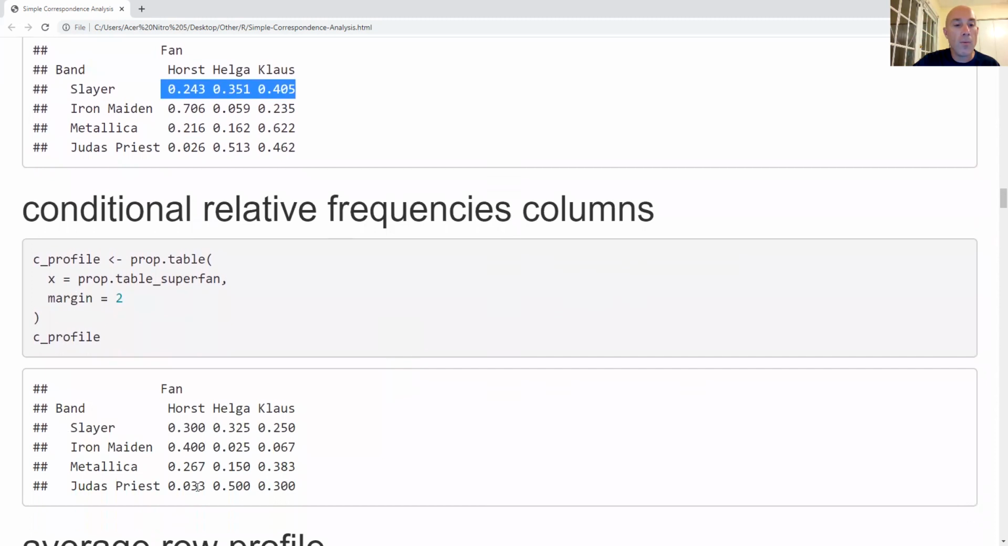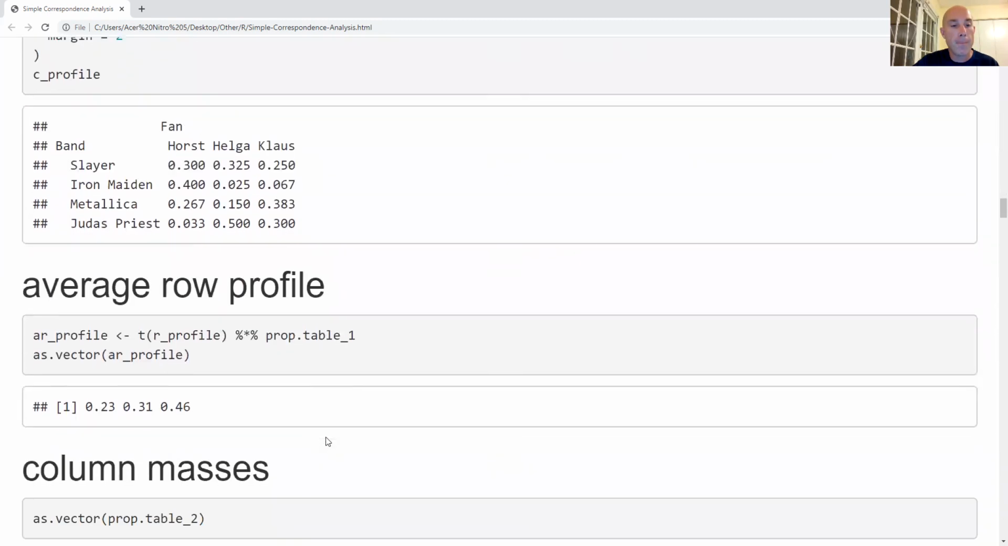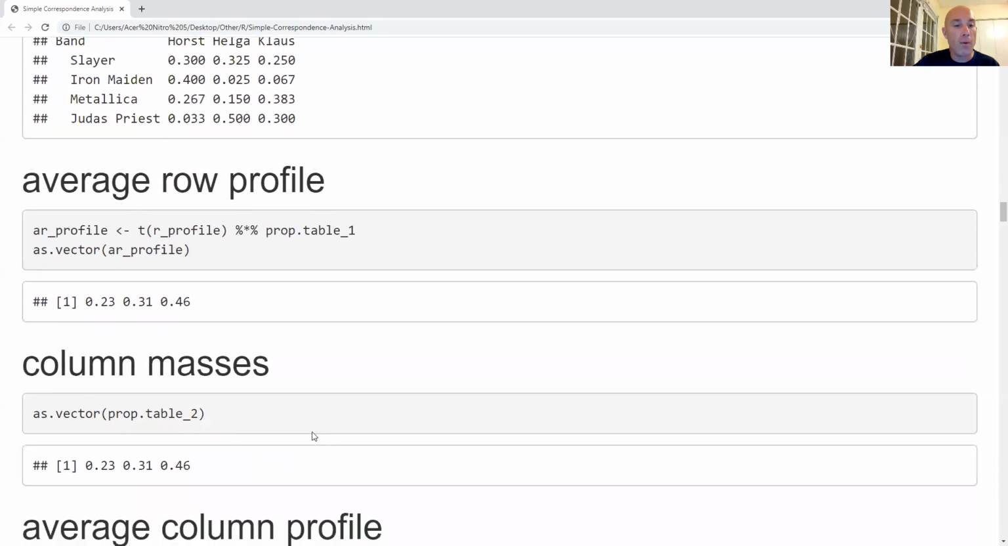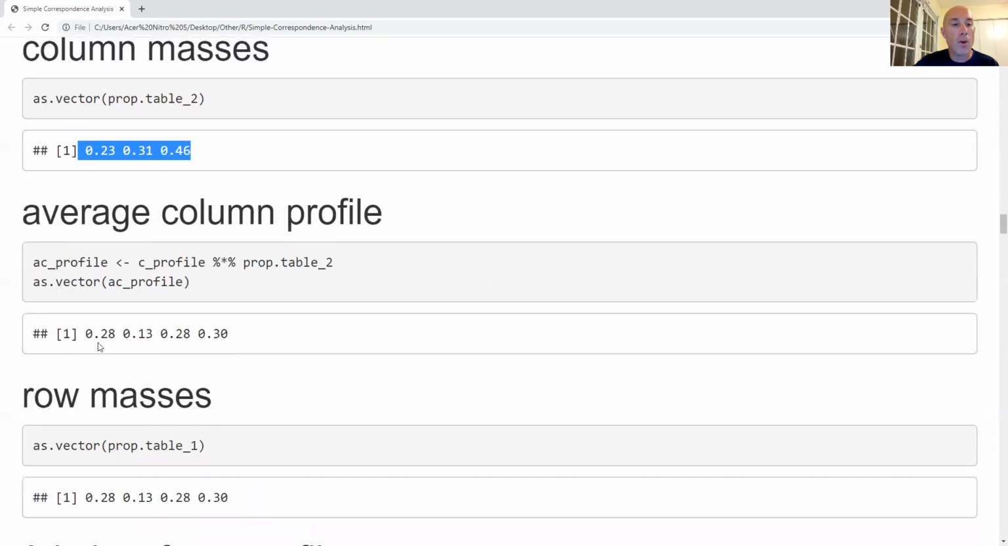Now I can do the same thing for columns, and here if I add up the columns, it adds up to 1. Now if I go through and look at the average row profile, I'll get the same result I had previously. If I do average column profile, I'll get the same result I had previously. Okay.